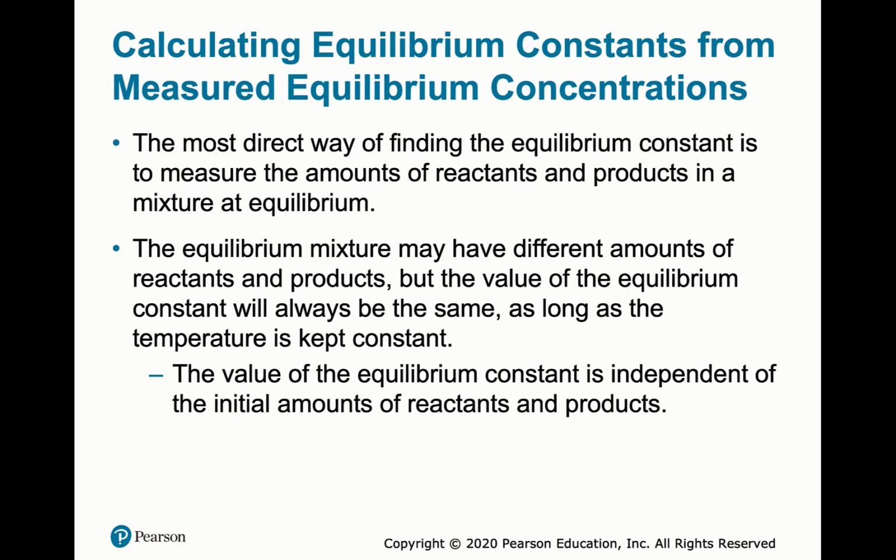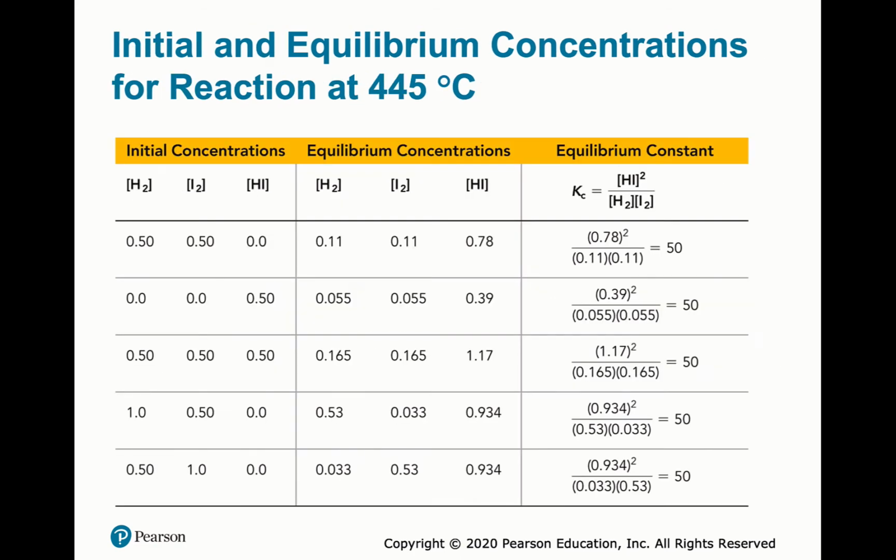So how do you calculate them? The most direct way of finding the equilibrium constant is to measure this stuff and then put it in, and when it reaches equilibrium, calculate the equilibrium constant. So it doesn't matter how much you have initially. The equilibrium constant is independent of how much stuff you have initially. It's after a long time. Temperature, it does depend on temperature.